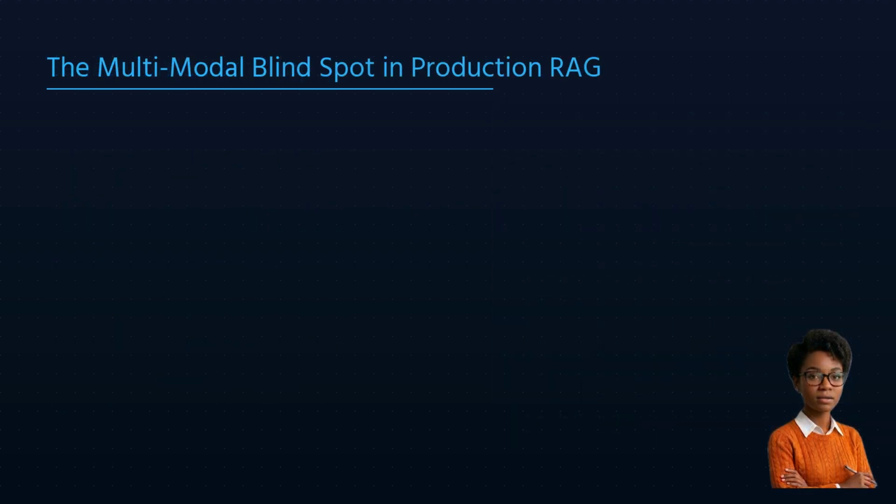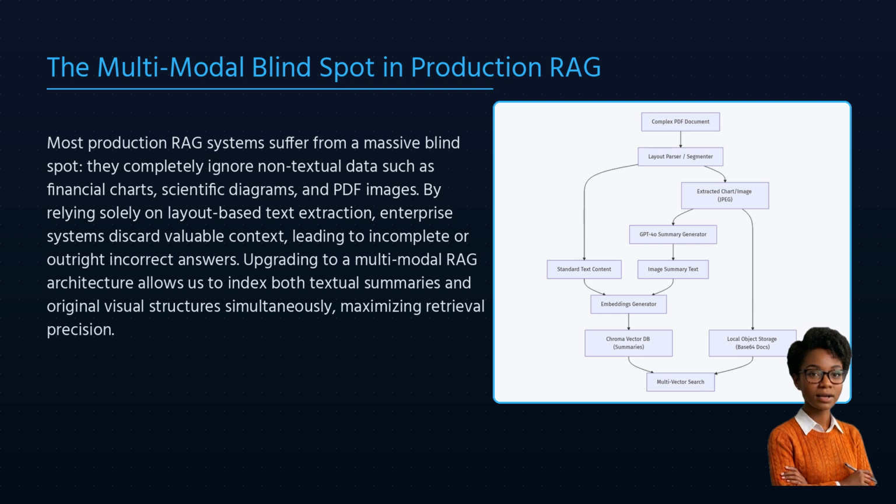Welcome back. Today, we are breaking through the biggest bottleneck in modern RAG development, the image blind spot. If your system ignores charts and visual diagrams, your retrieval is fundamentally broken. Today, we're building a production-grade multimodal RAG pipeline that can read, index, and reason across both text and complex visuals.